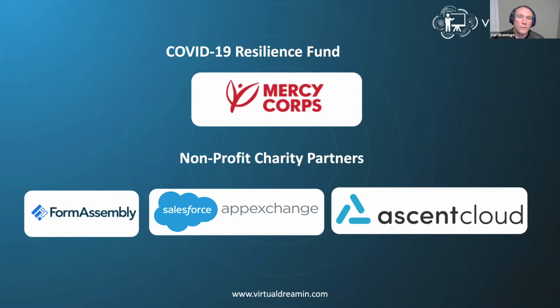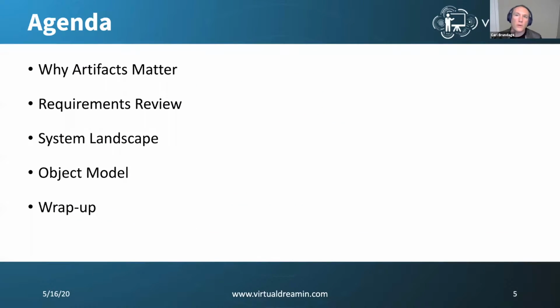So what are we going to cover today? Well, I think a good place to start is really thinking about why artifacts matter. And then, like any good architect problem, we're going to ground our solution based off of a set of requirements. So I have a company for us to look at together. We're going to build out a system landscape together, as well as an object model, and then have time for wrap up and questions at the end.